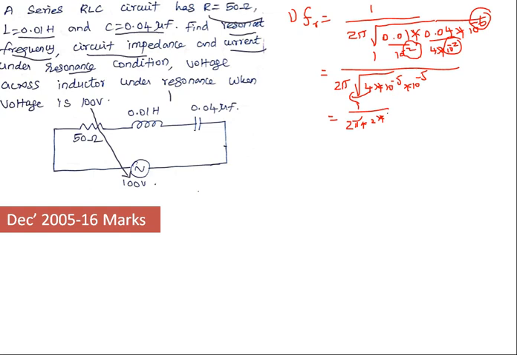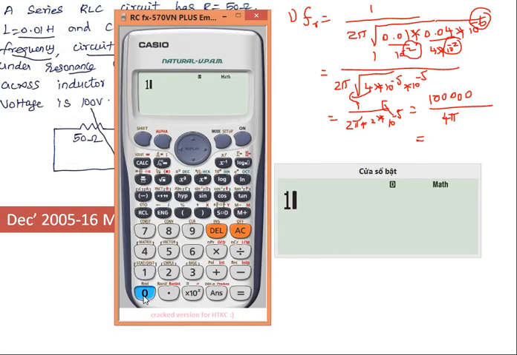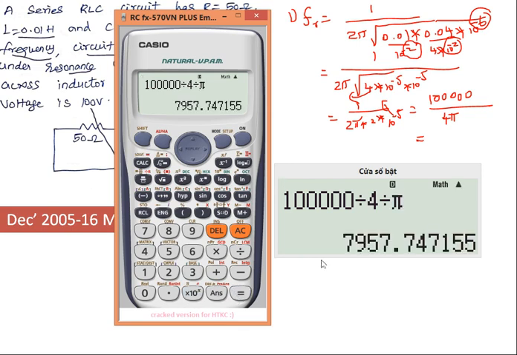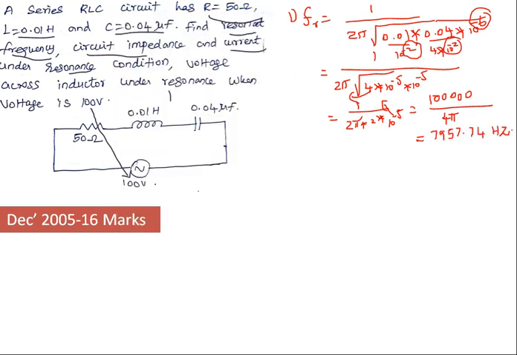So take 10 power minus 5 outside, 10 power minus 5 here, which is equal to, take into numerator 10 power 5, divided by 4 pi, 2 pi into 2, which is equal to 4 pi. What is the value of resonant frequency? 1 lakh divided by 4 divided by pi, which is equal to 7957.74 hertz. So the first term, resonant frequency, is over.